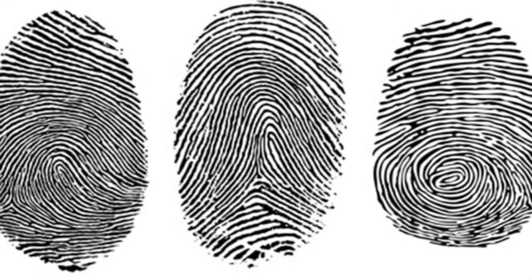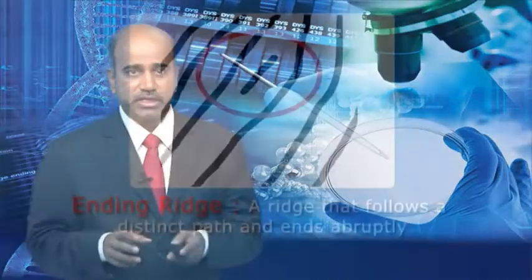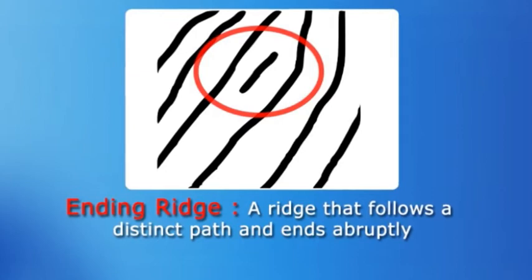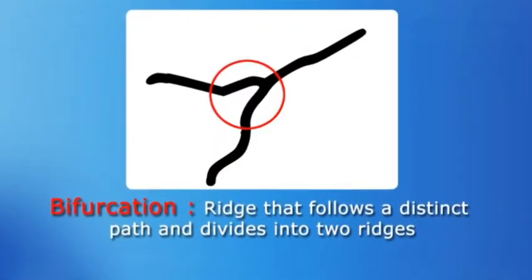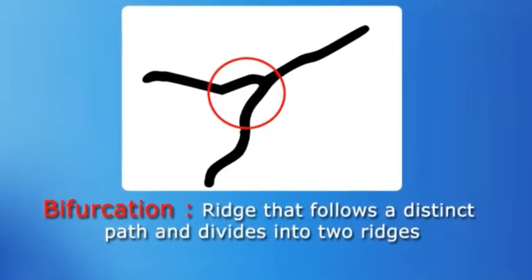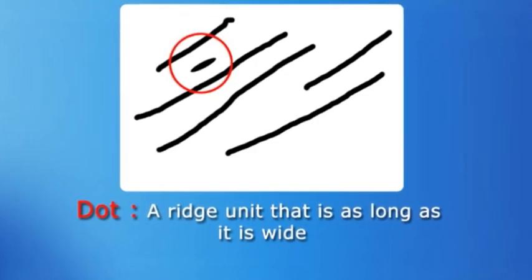Fingerprint individual characteristics. Details within the ridge flow that represent a unique occurrence, that is type, relative location, orientation and number. Ending ridge. A ridge that follows a distinct path and ends abruptly. Bifurcation. Ridge that follows a distinct path and divides into 2 ridges. Dot. A ridge unit that is as long as it is wide.